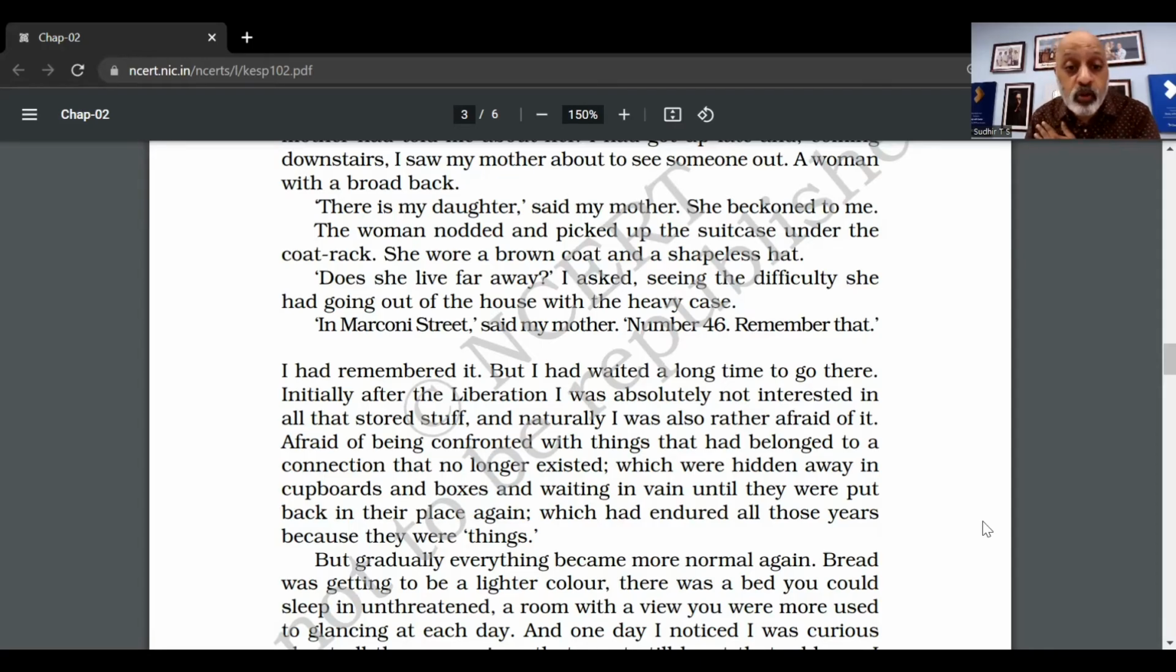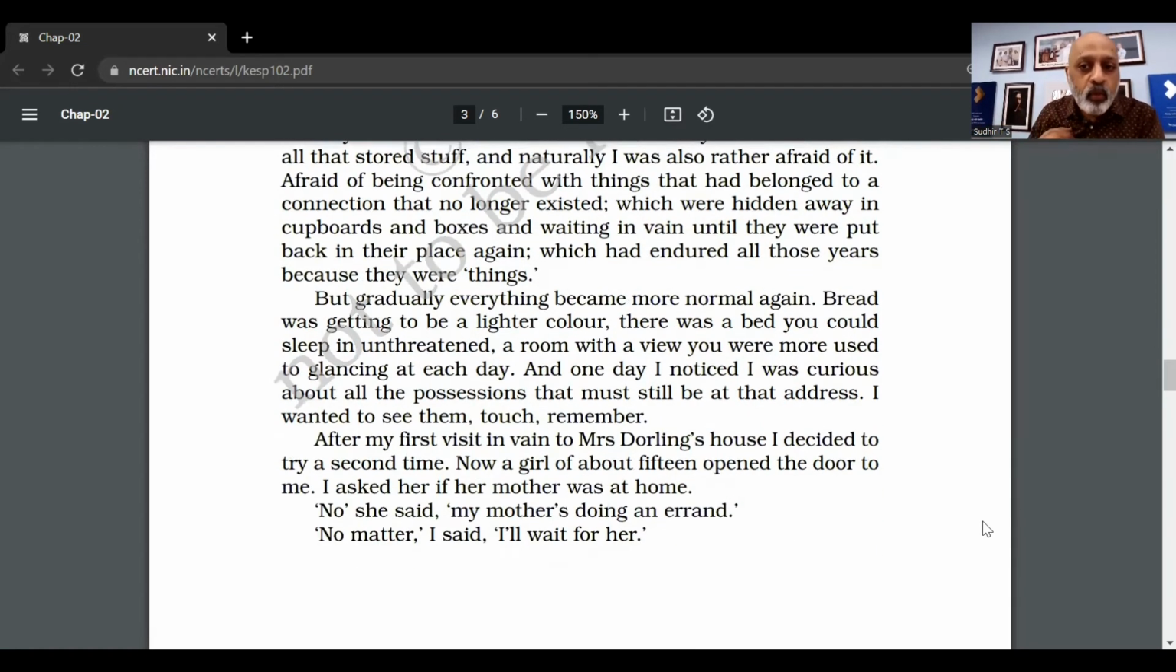Why? Because the family was no longer alive, and the things were hidden away in cupboards and boxes and waiting in vain until they were put back in their place again, which had endured all those years because they were things which belonged to their family. So, she imagined that they would all be there in cupboards and boxes, waiting till they were put back in their normal place, where the cutlery would be used, where a particular furniture would be used. But gradually, everything became more normal again.